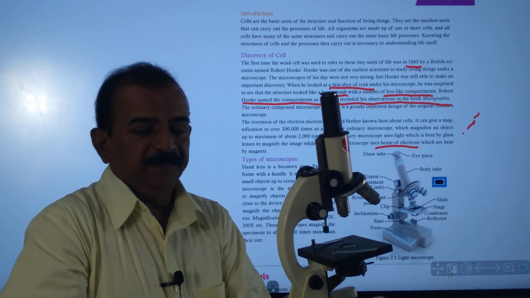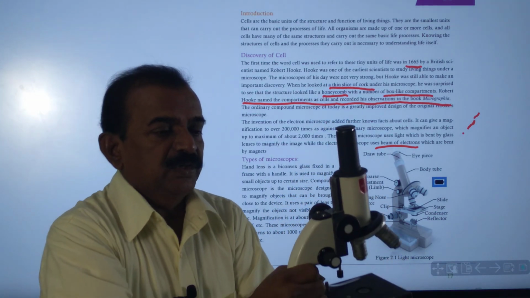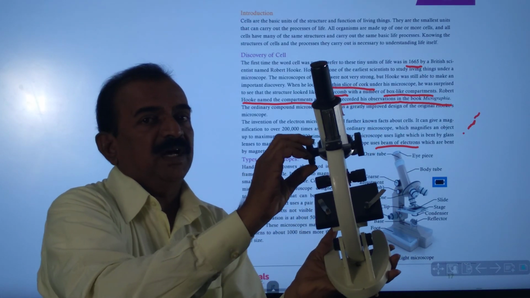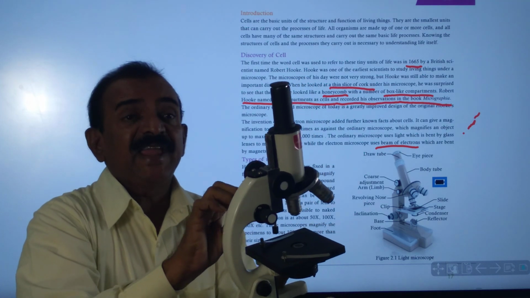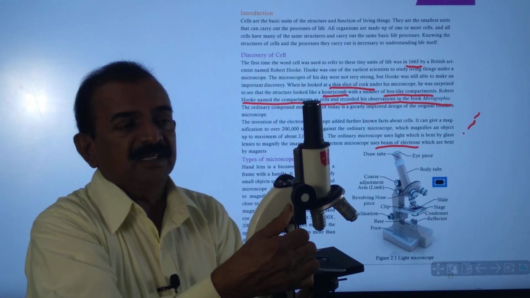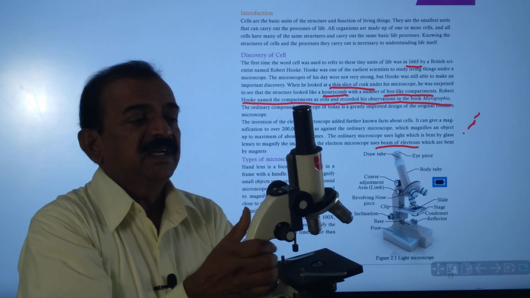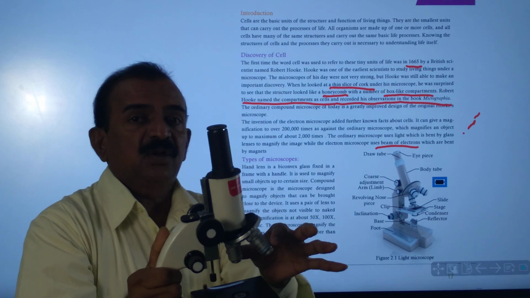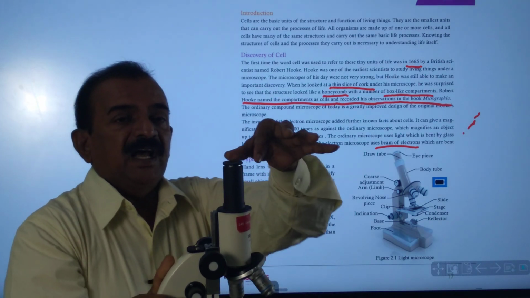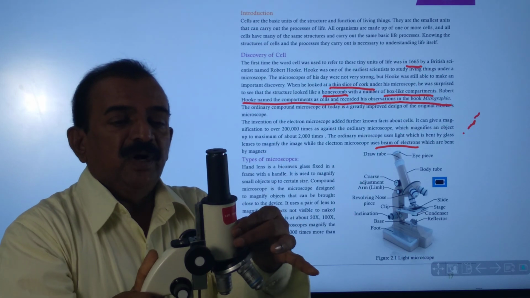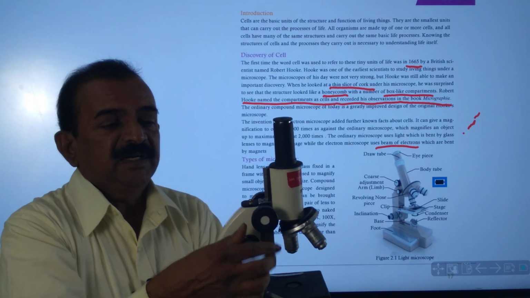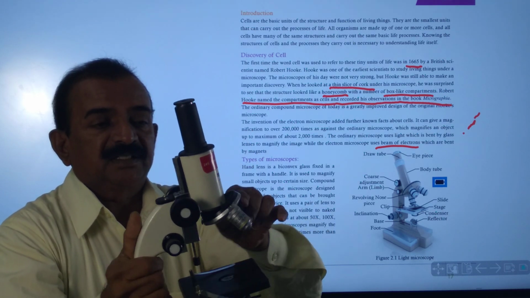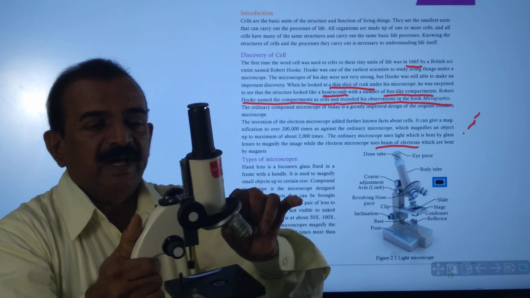Here you are observing the handle, and this is called the coarse adjustment, and this is called the fine adjustment. This is the fine adjustment, and this is the coarse adjustment, and this is the revolving nosepiece. These are the objective lenses: the objective lenses, eyepiece, draw tube, body tube, coarse adjustment, fine adjustment, revolving nosepiece, and objective lenses of different magnification, low and also high power.